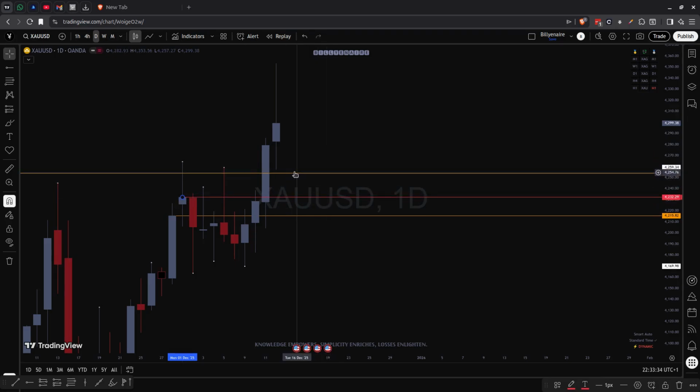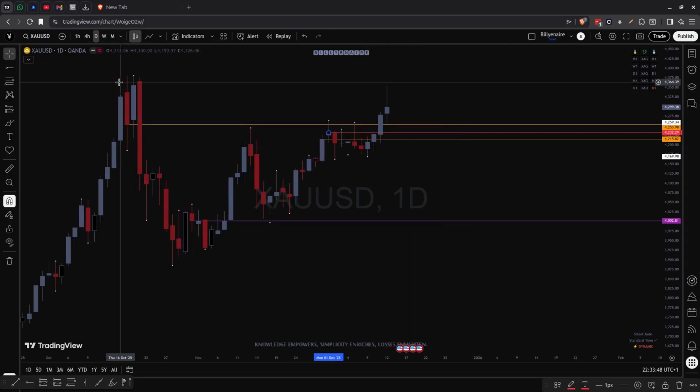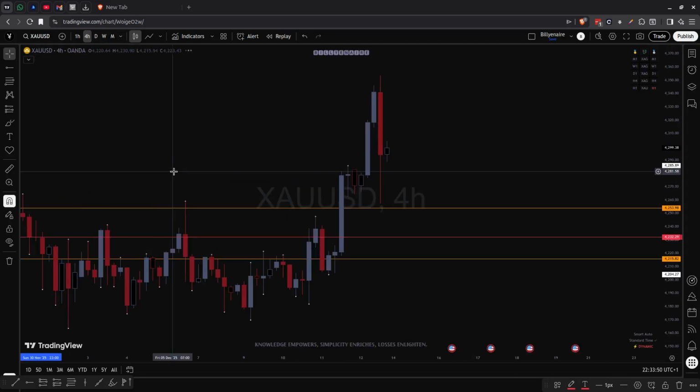So even though I like this level, the price might overshoot, tap this level, and then continue. So that's why I'll just leave this data point here. And like I said, we also have this weekly data point, which if it overshoots here, it could also go here. So I like these 3 points. Just going to keep it nice and simple. And yeah, so now going into the 4 hour time frame.